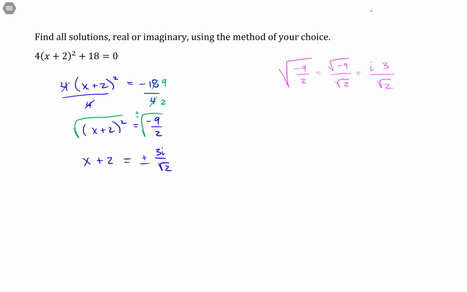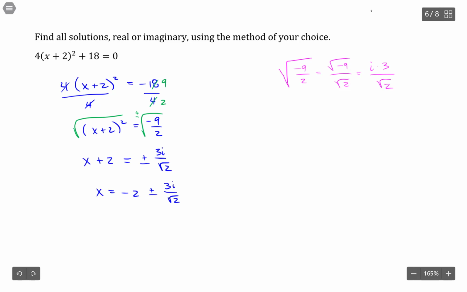And if I subtract 2 from both sides, I get x equals negative 2 plus or minus 3i over the square root of 2. And this is a perfectly fine answer, but it's generally considered poor form to leave a square root in the denominator.